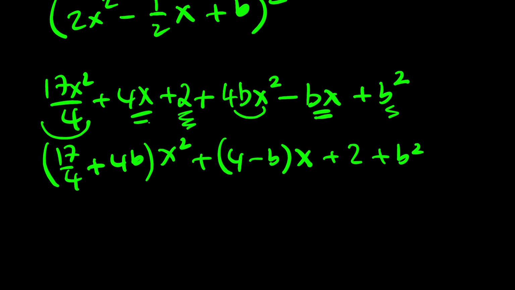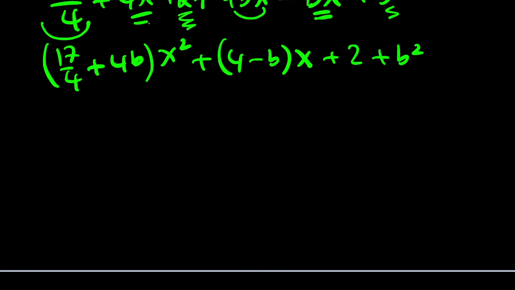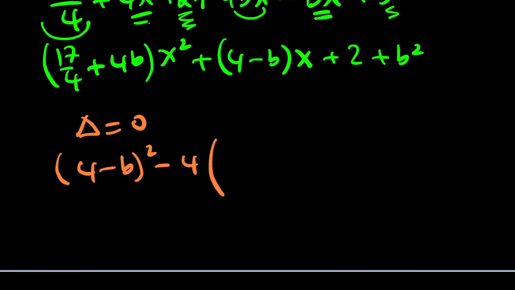Okay. So this needs to be a perfect square, which means delta, the discriminant, needs to be 0, right? How do you write the delta? B squared minus 4ac, where b is the coefficient of x, so b squared minus 4a times c. And c is b squared. Guess what? This gives you a cubic equation in b.